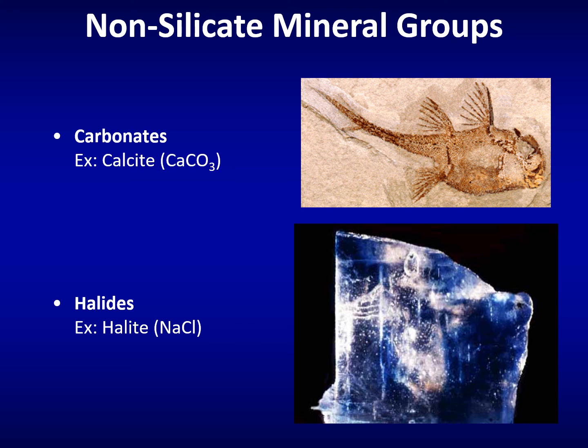There are other mineral groups. Carbonates are made from calcite, which is calcium carbonate. These are the remains of once living organisms. Halides are things that come from evaporated material, things like salt. Rock salt is NaCl.